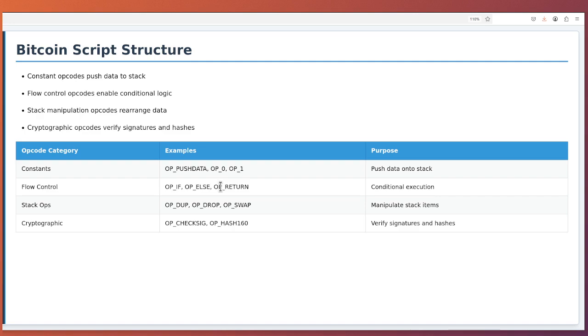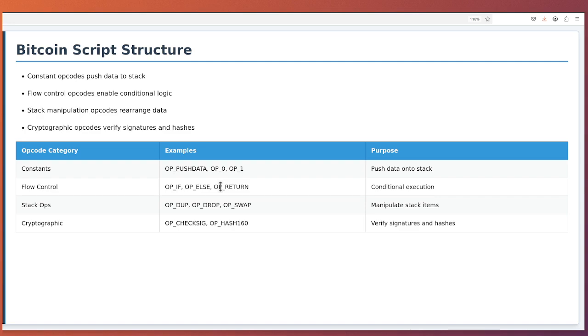During validation, these scripts are combined and executed on a virtual stack machine. The execution is deterministic, meaning the same script with the same inputs always produces the same result. This determinism is crucial for consensus because every node must agree on transaction validity. Bitcoin script includes several categories of opcodes.